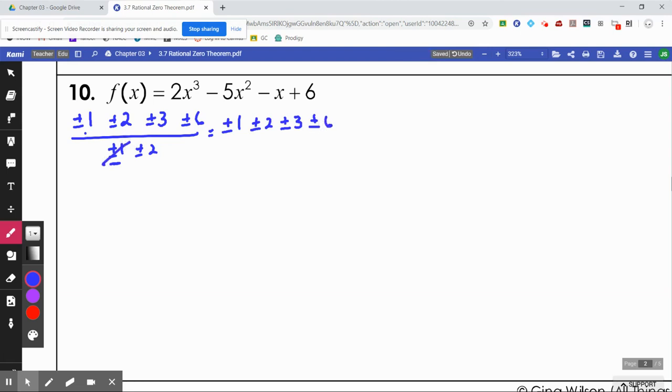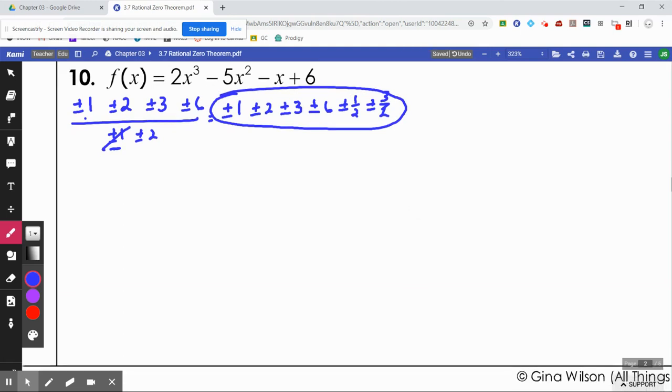All the factors over 2: 1 over 2 would be plus and minus 1/2. 2 over 2, we've already listed. 3 over 2 would be plus and minus 3/2. And 6 over 2, we've already listed that one as well. So here are our possible rational roots. Now let's test them to see which ones work. We really don't want to start testing fractions, so let's see if we can find a whole number that works. Let's start by testing maybe 2.